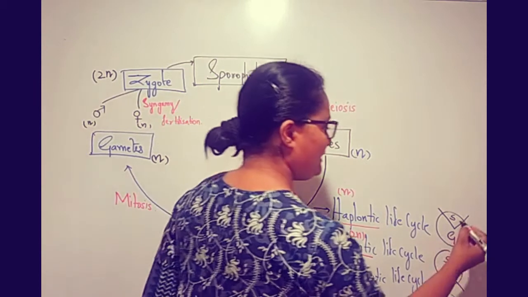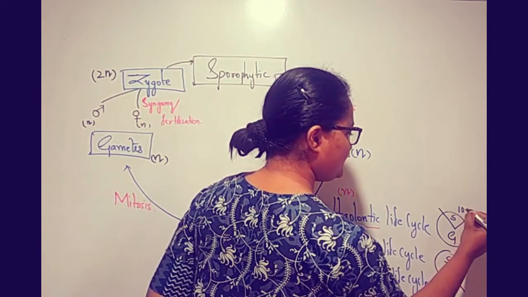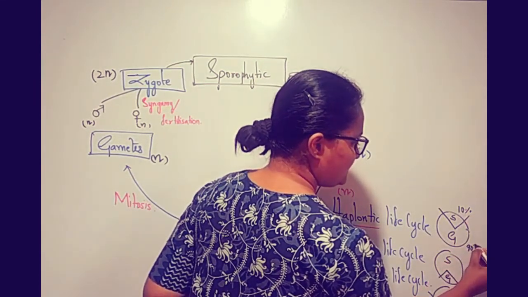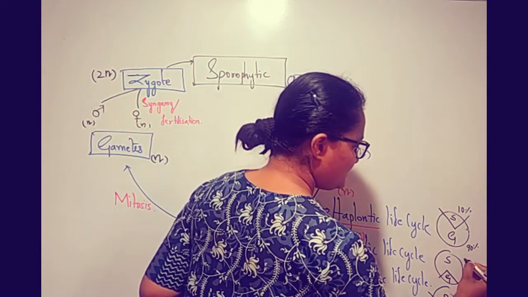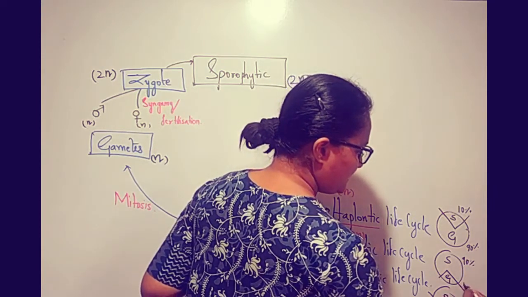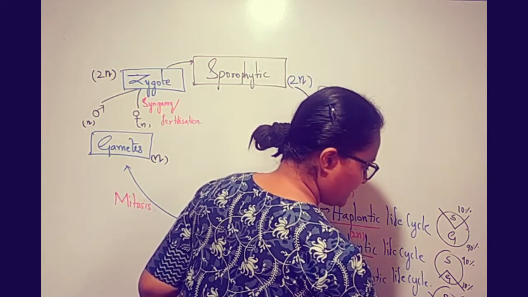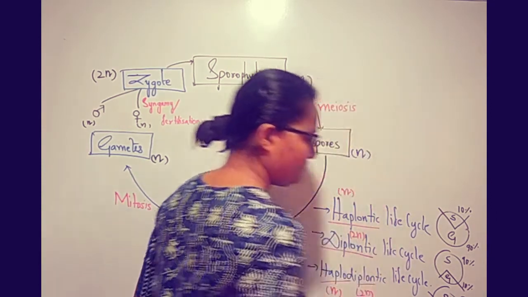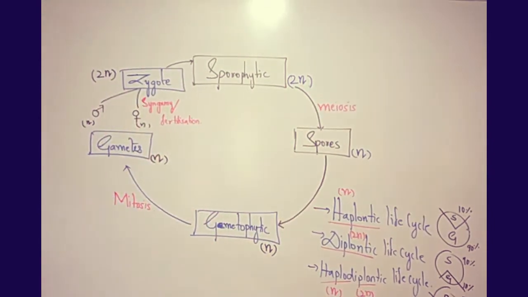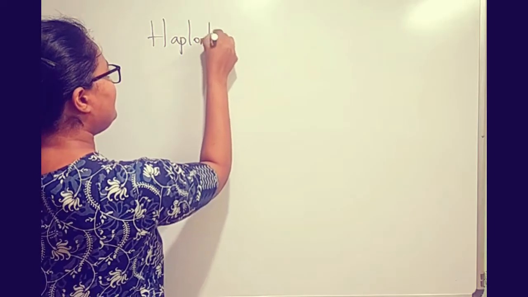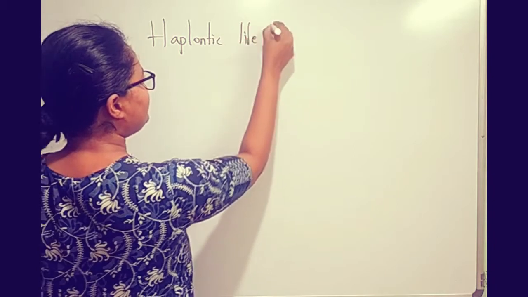If I consider this as 10%, then 90% is gametophyte. If I consider this as 90%, then 10% is gametophyte. If here it is 50% sporophyte life, it is 50% gametophyte life. So this is the haplontic life cycle.